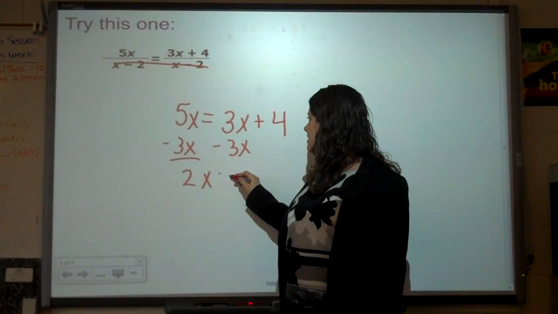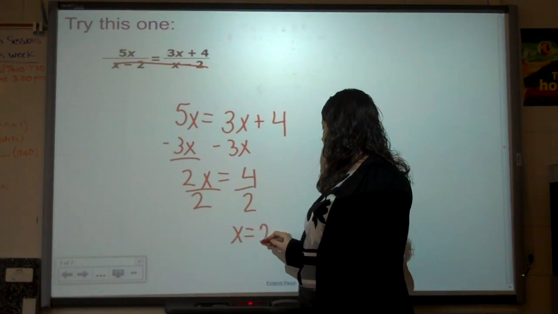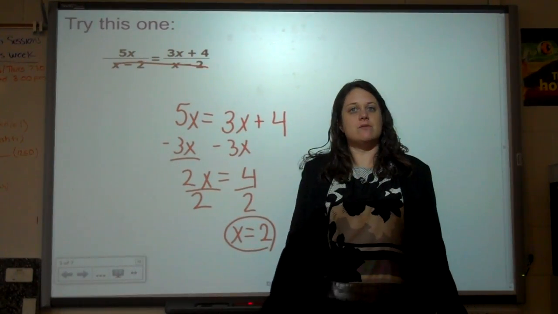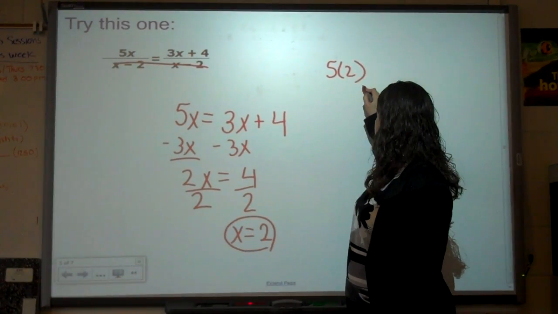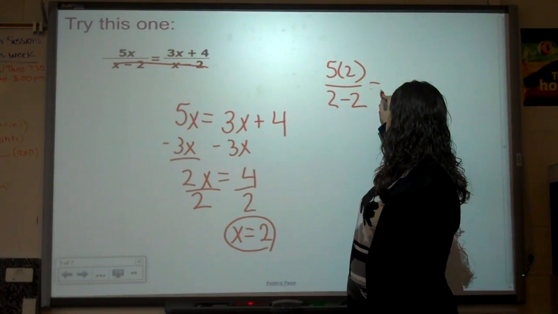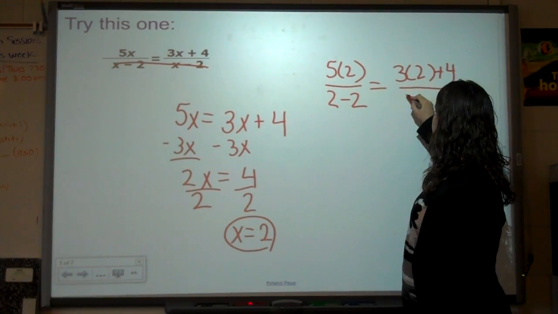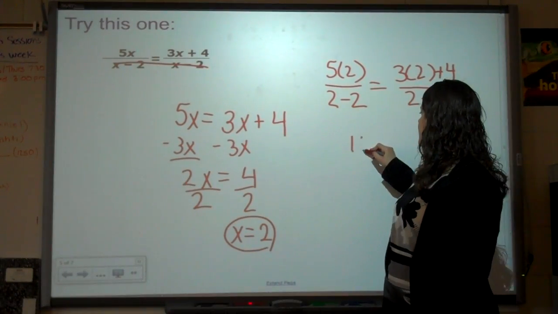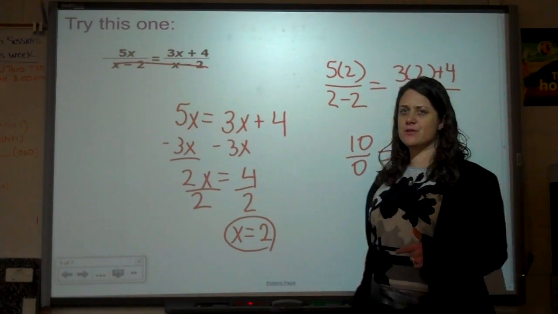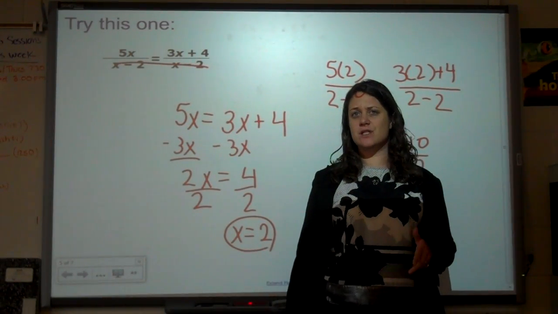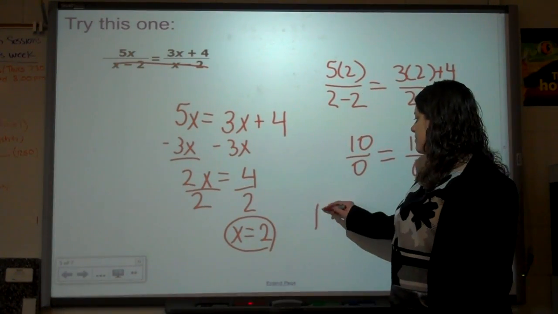I get 2x equals 4, divided by 2, divided by 2. Okay, so you might say, okay, x equals 2, what's wrong with that? Well, let's plug it back in. That would give me 5 times 2 over 2 minus 2 equals 3 times 2 plus 4 over 2 minus 2. So I get 10 over 0 equals 10 over 0. Although those are equal to each other, they're undefined. So those aren't real answers or real numbers. So therefore, this problem has no solution.